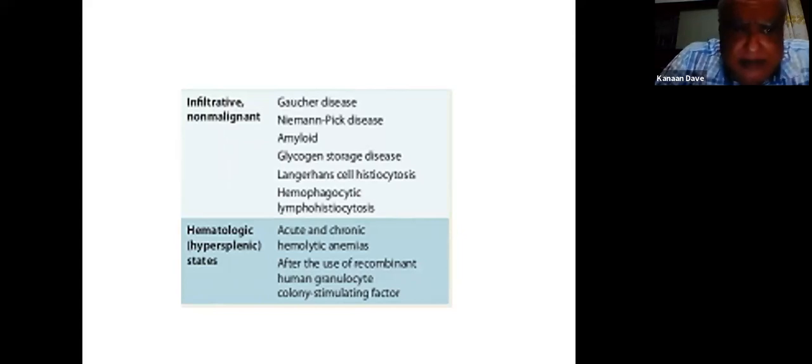And then we have the other non-malignant hematological conditions, like the hemolytic anemias, autoimmune hemolytic anemia. I mentioned to you, we'll talk more about it when we come to discussing autoimmune hemolytic anemias, chronic hemolytic anemias, and sometimes after we use these growth factors, colony stimulating factors, GCSF, which is available for therapeutic use. Sometimes when we use that, we may get a bit of proliferation of the monocytic components, including the macrophages, and it may present with splenomegaly.